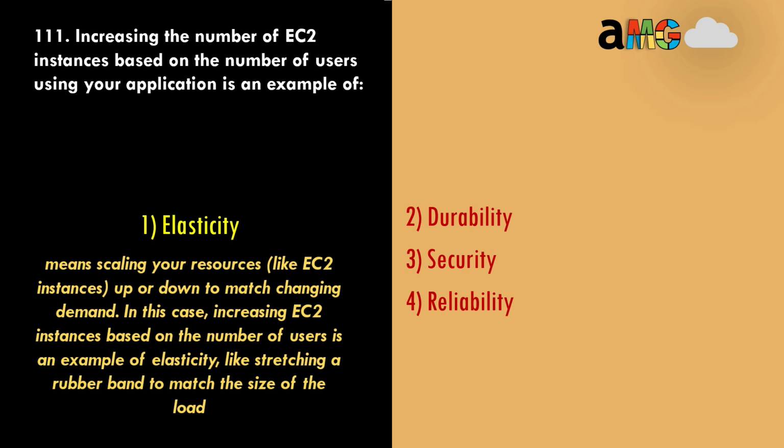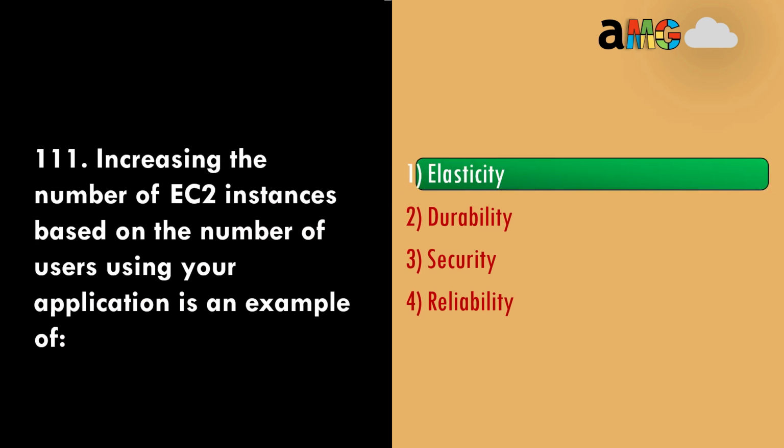Option 1, elasticity, means scaling your resources like EC2 instances up or down to match changing demand. In this case, increasing EC2 instances based on the number of users is an example of elasticity, like stretching a rubber band to match the size of the load, right? So this is your correct answer.